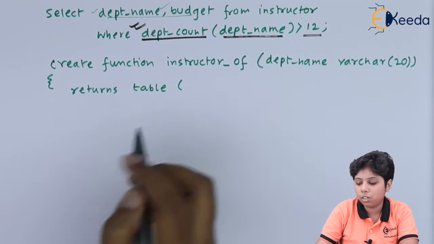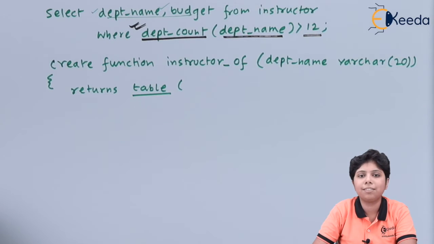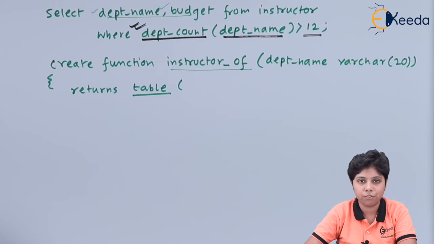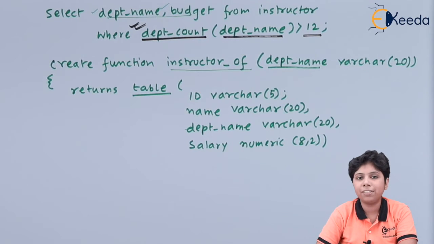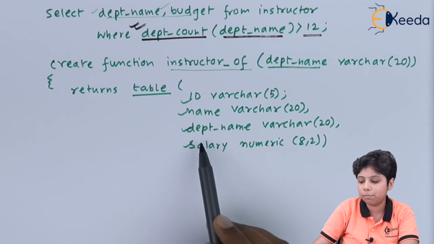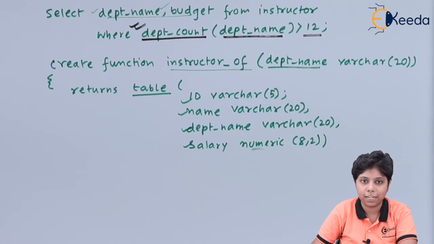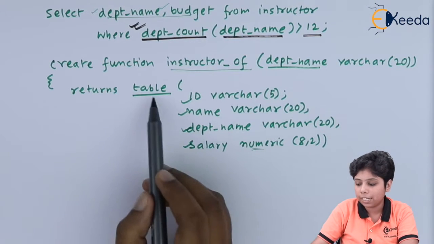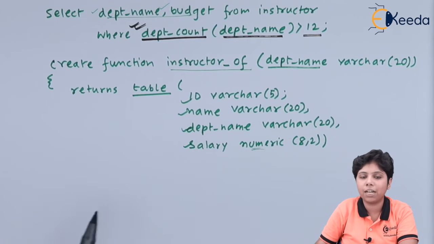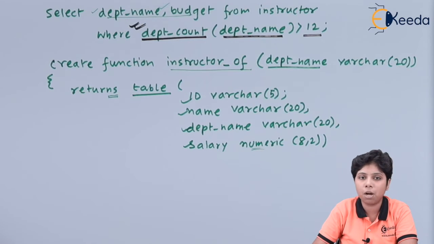See, I have used the keyword table here. That means that it will return a table rather than returning a single valued data type. And I have used instructor_of as a function name, whereas department name as a variable name. Now I have declared the table here that has got 4 attributes: ID, name, department name, and salary, whose data types are varchar, varchar, varchar, and numeric. So I have defined the table type that I will return. That is the returns clause, which means that I am defining the schema of the table.